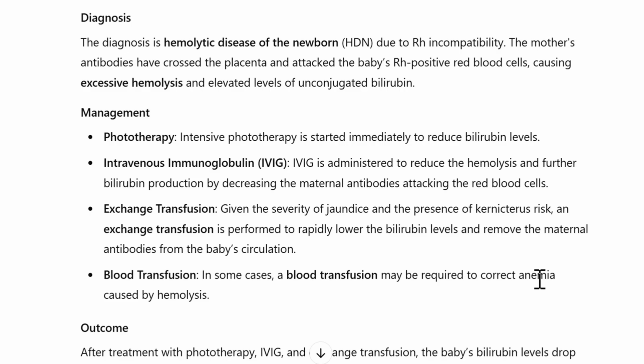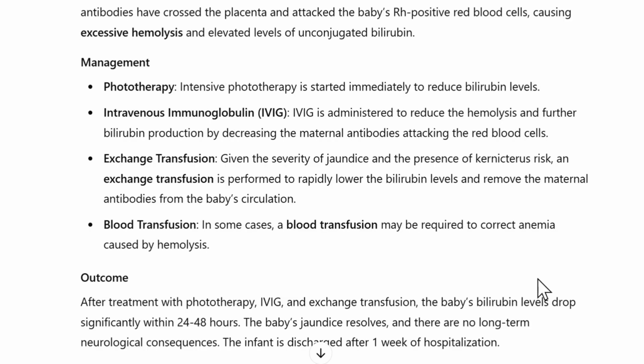Management: phototherapy. Intensive phototherapy is started immediately to reduce bilirubin levels. Intravenous immunoglobulin: IVIG is administered to reduce the hemolysis and further bilirubin production by decreasing the maternal antibodies attacking the red blood cells. Exchange transfusion: given the severity of jaundice and the presence of kernicterus risk, an exchange transfusion is performed to rapidly lower the bilirubin levels and remove the maternal antibodies from the baby's circulation.